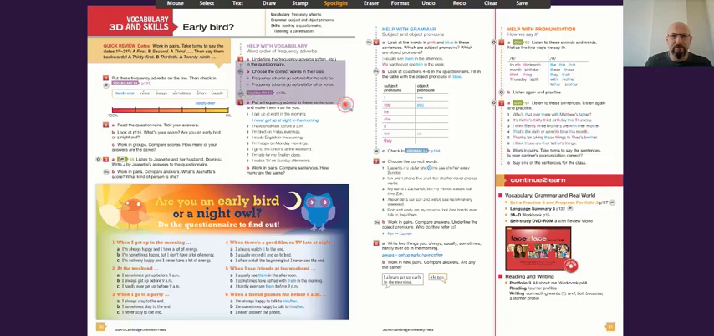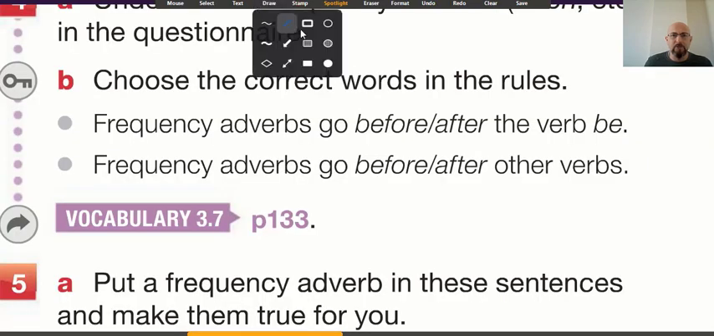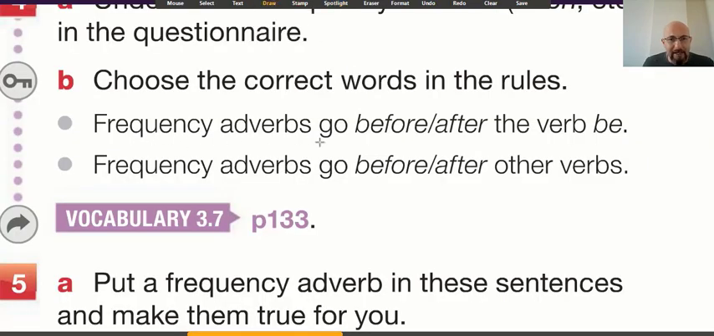So let's go back to the rule here and let's see what we will choose. For example, frequency adverbs go before or after the verb to be? I am always. So frequency adverbs go after. Frequency adverbs go before other verbs. I always stay, I always watch. So before.